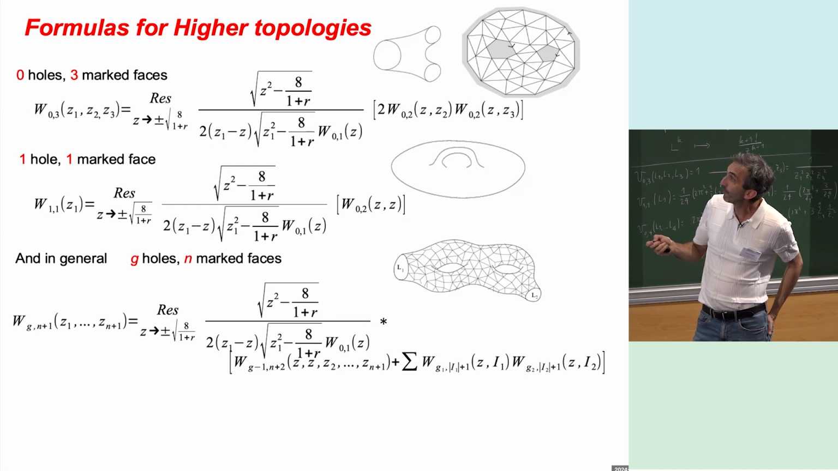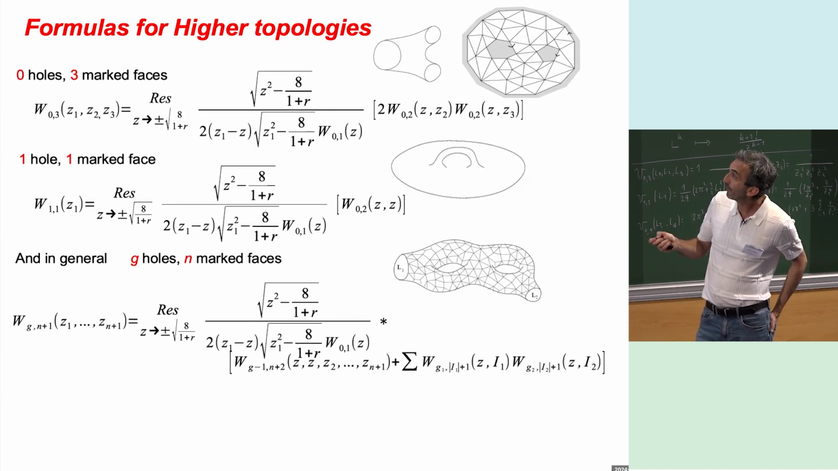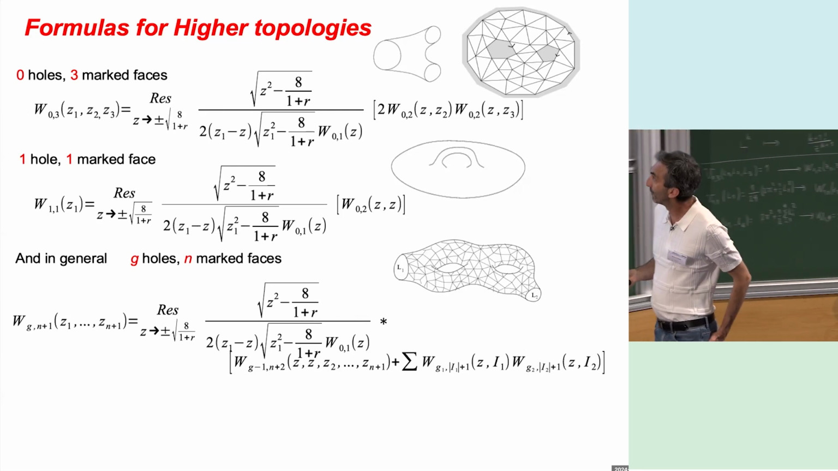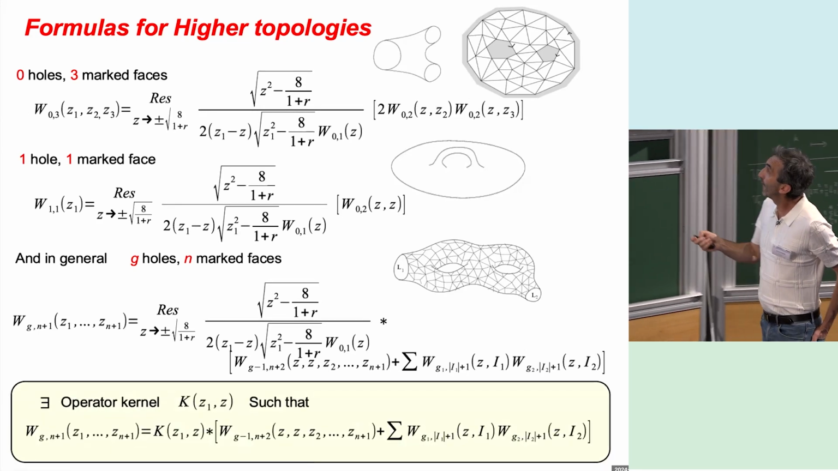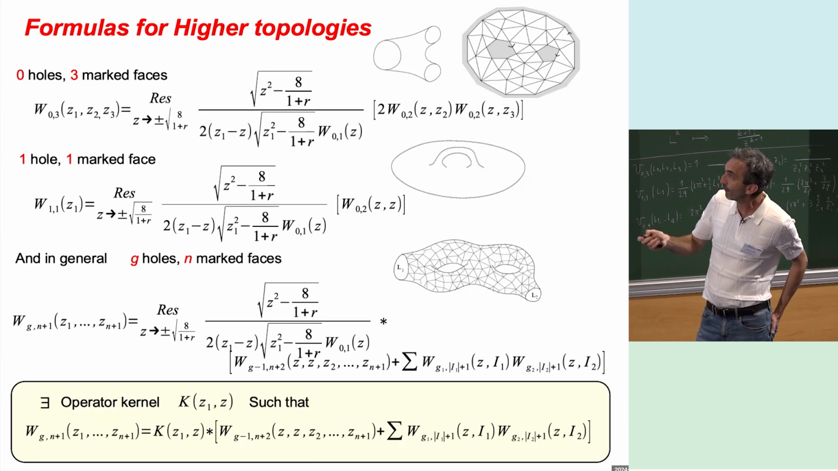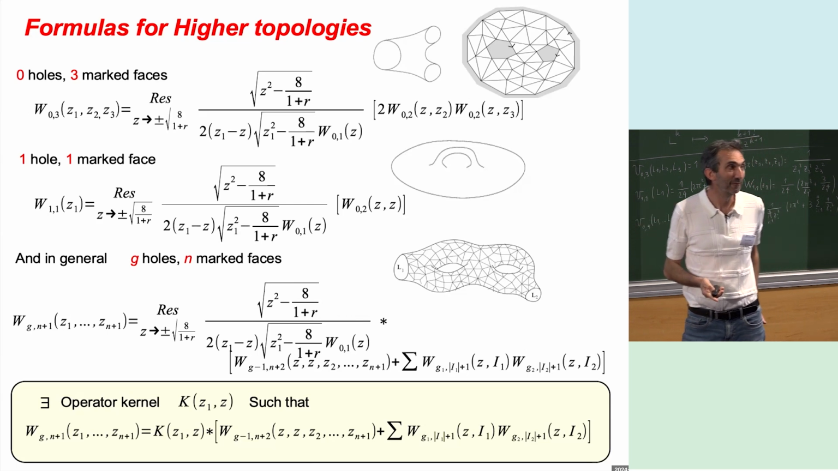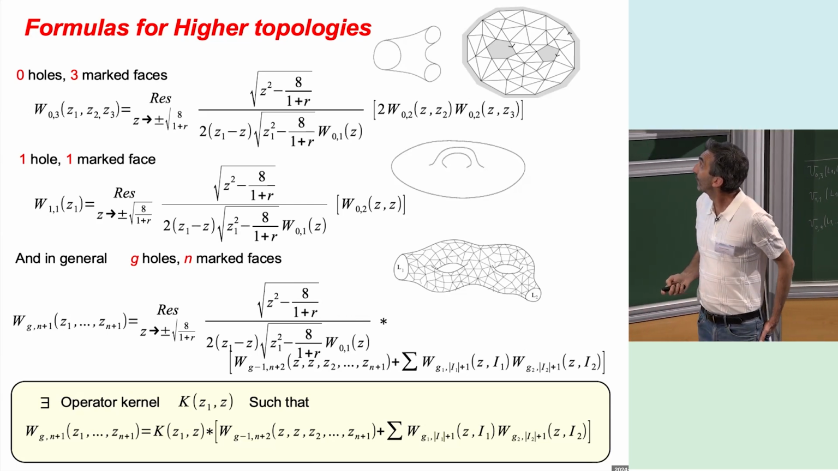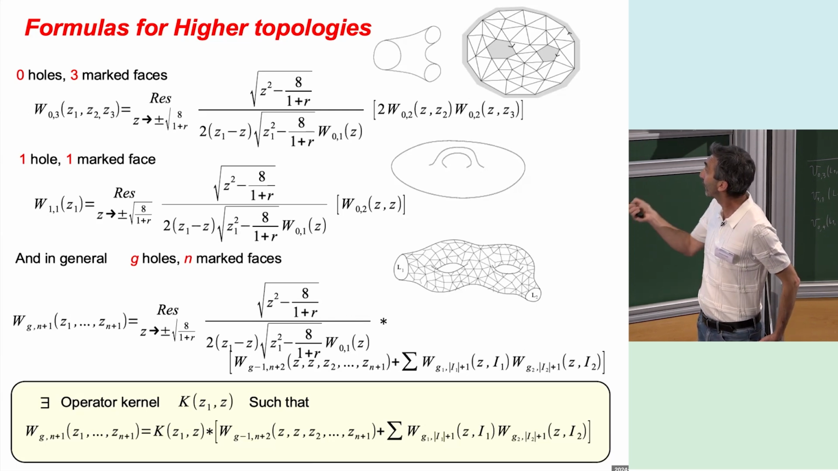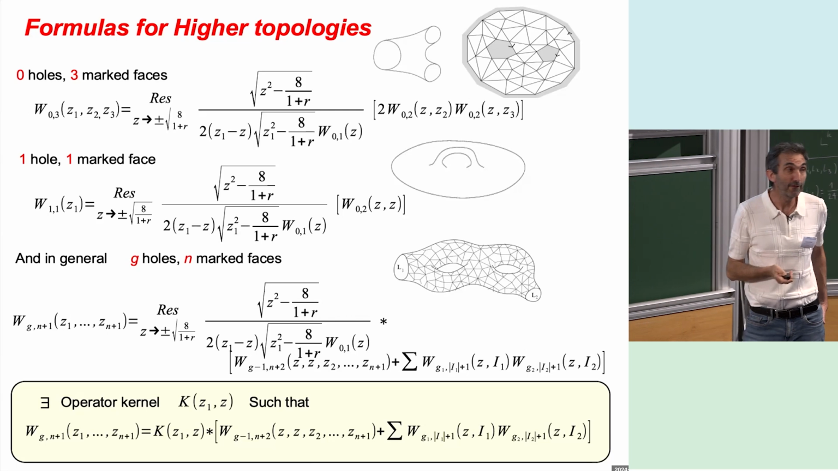It's topological because it's a recursion on the topology: you can check that all the W's on the right-hand side have an Euler characteristic which is one less than the left-hand side. I mean, one less in absolute value, because the Euler characteristic is negative. Let me represent this operation, multiplying by the prefactor and taking the residue, as an operator kernel acting on the bracket. So this is what you get for counting maps. You have this kind of universal formula which works for counting many different sorts of maps.